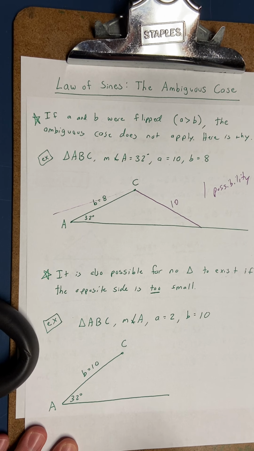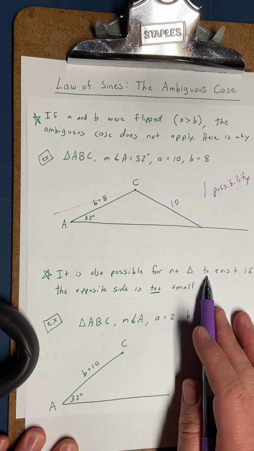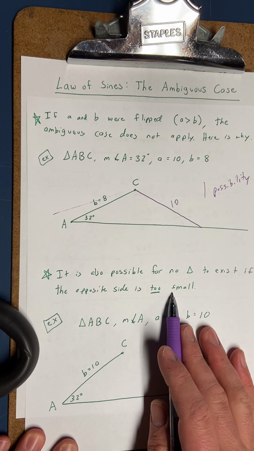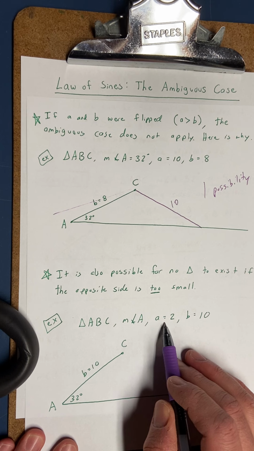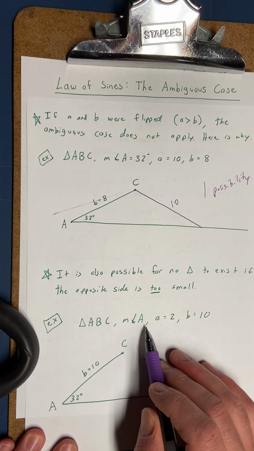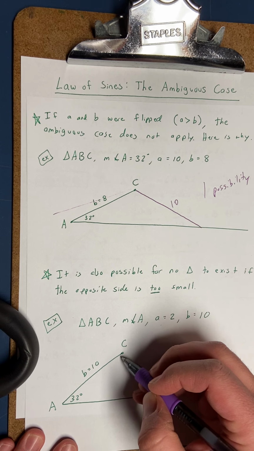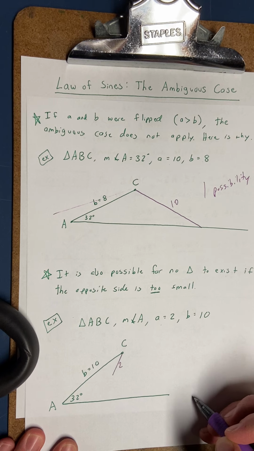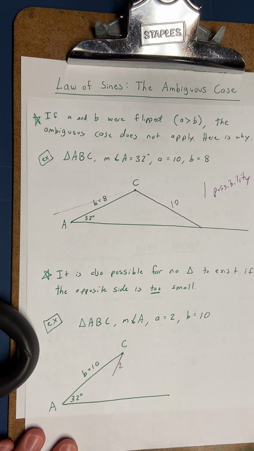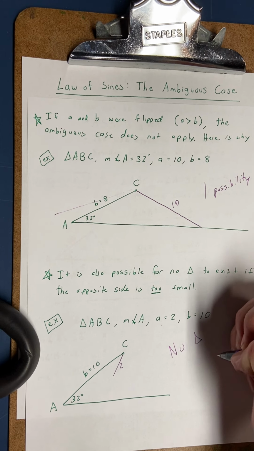Another possible situation is one like down here. There could be no triangle at all if the side is too small. So for example, in this problem here, A is smaller than B. The side opposite the known angle is smaller, but if this is 10 and this is 2, we're not going to be able to get down to this other line. That's impossible to draw. So there's no possible triangle that could exist with those dimensions.